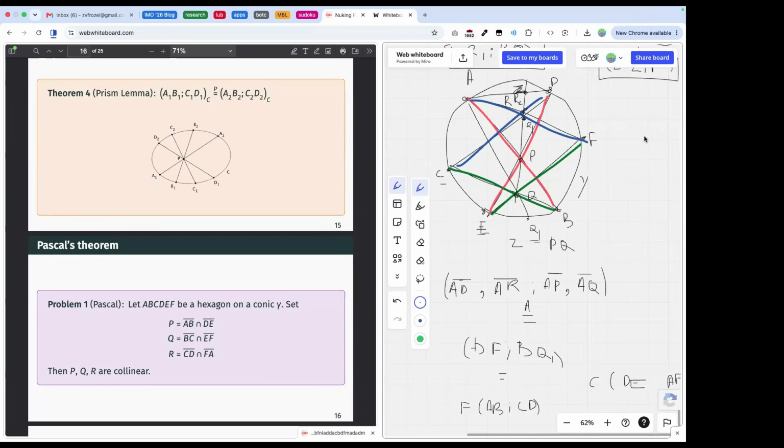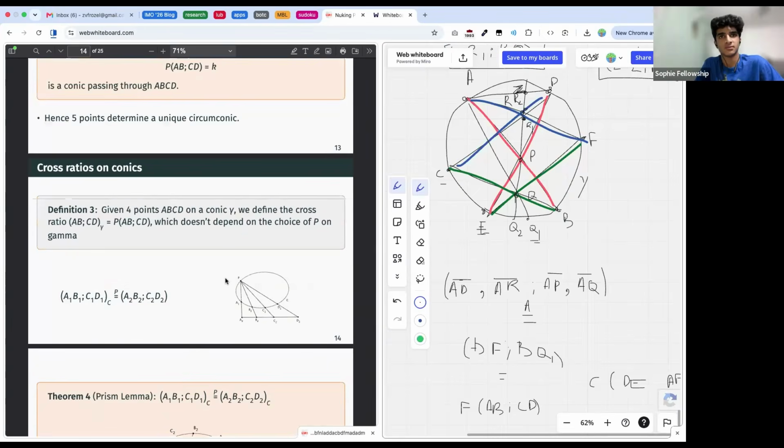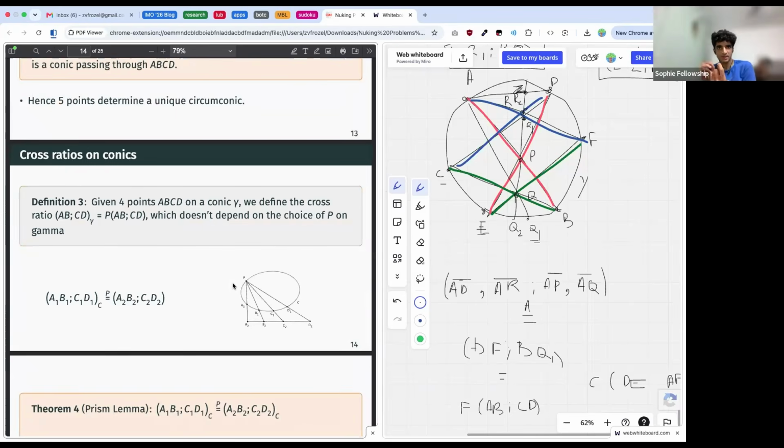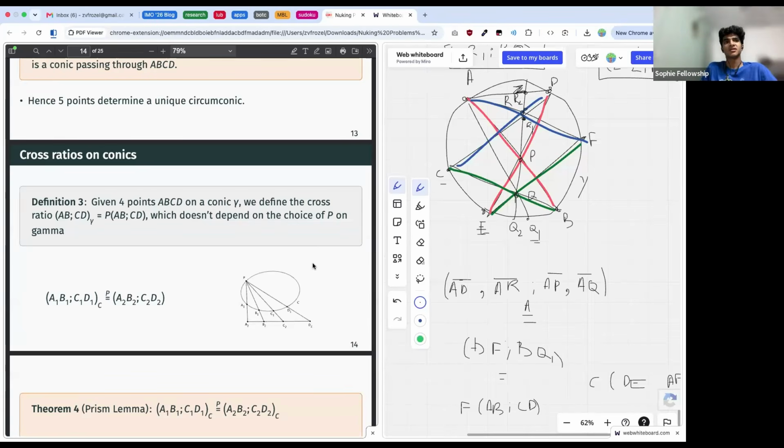Just one question. How do you know the cross ratio will remain the same if you project it onto a conic? Okay, so that is this theorem. If you see this picture with P, A1, B1, C1, D1, and A2, B2, C2, D2, then what I'm doing over here is in fact that exact same thing. And why does it stay the same in the conic? Because that's the definition of cross ratio on a conic.